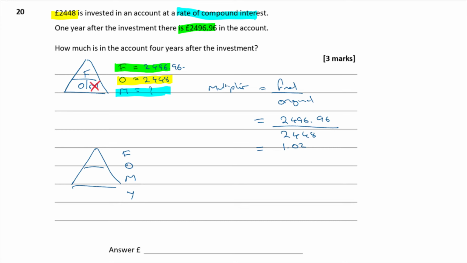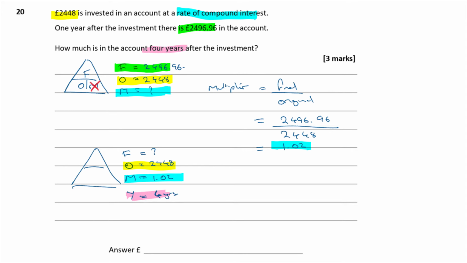So the final is what we want to find. We want to find how much money is in the account after 4 years. The original is still going to be what it was a minute ago. It's going to be 2448. The multiplier is going to be what we found. It was 1.02. It's a 2% increase per year. And then the number of years that we're running for, that is going to be 4 years, isn't it? It's from the question up there. So that is going to be 4 years.